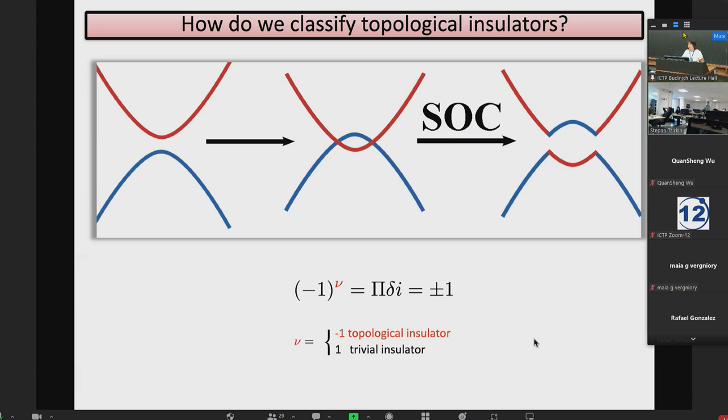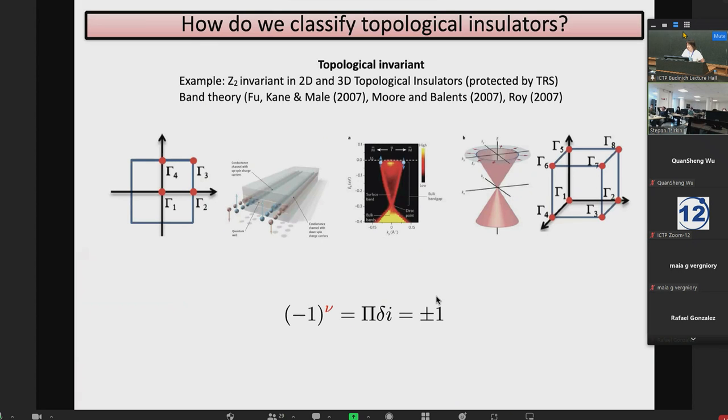So what the parity criterion formula claims is that if we consider the product of the eigenvalues at the high symmetry points, the inversion eigenvalues, and it's odd, we're going to have a topological phase. If it's even, we're going to have a trivial phase. And this accelerates and makes more efficient the diagnosis of topological materials.